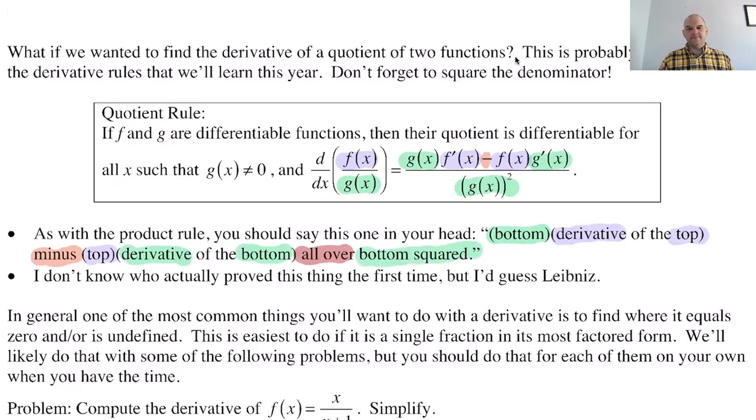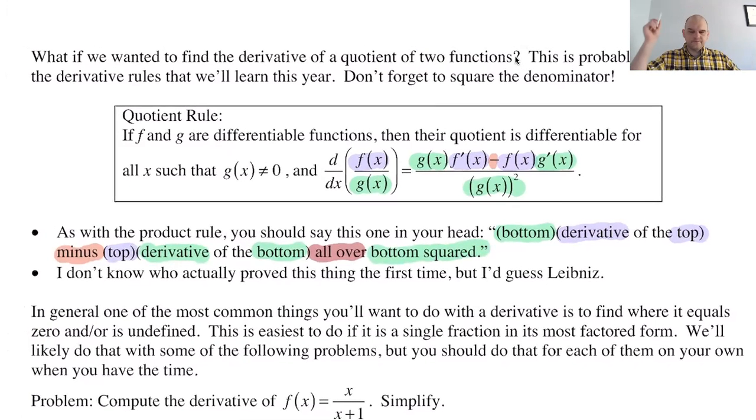Bottom squared. Okay, so say it with me. Okay, here we go. Bottom derivative top minus top derivative bottom all over bottom squared. Bottom derivative top minus top derivative bottom all over bottom squared. Usually when we have class, I make everyone in class say that once, going all the way around. So please say it several times, get it into your brain, and once it's there, you'll never forget it.